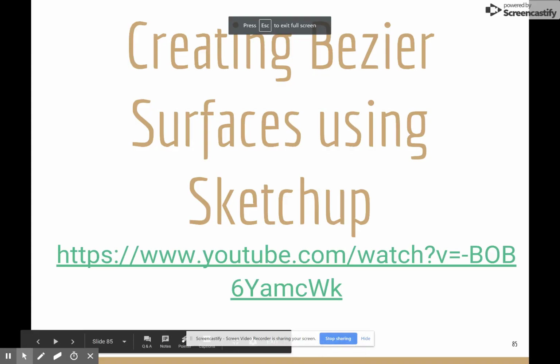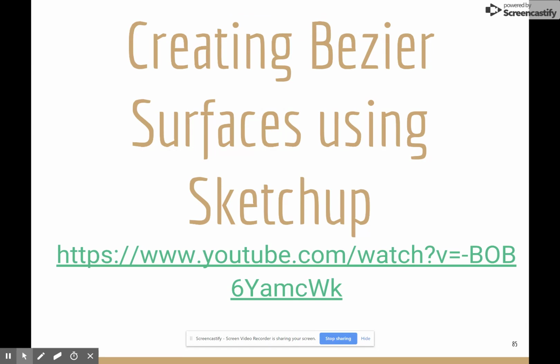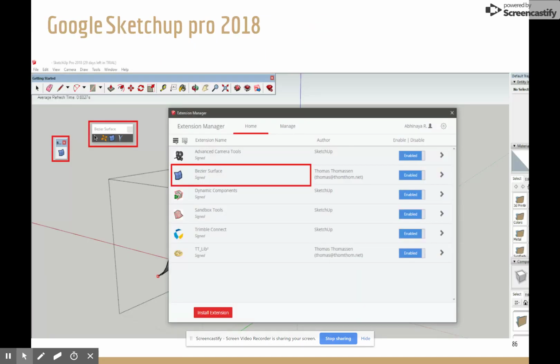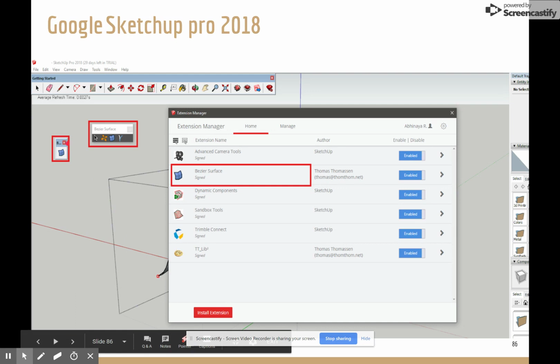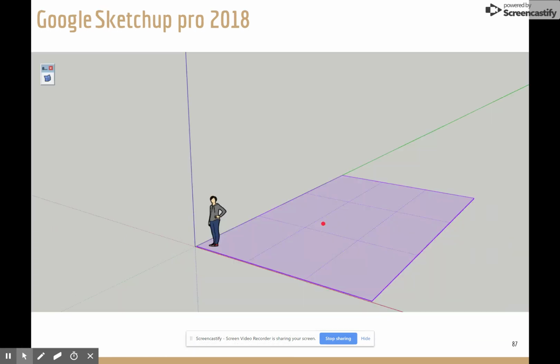I have created Bezier surfaces using Google SketchUp Pro tool. So this tool usage is so easy. This is the UI of the tool. For designing Bezier surface, we have an extension called Bezier surface. As you can see here, these two are the extensions. So I just installed it in my SketchUp tool.